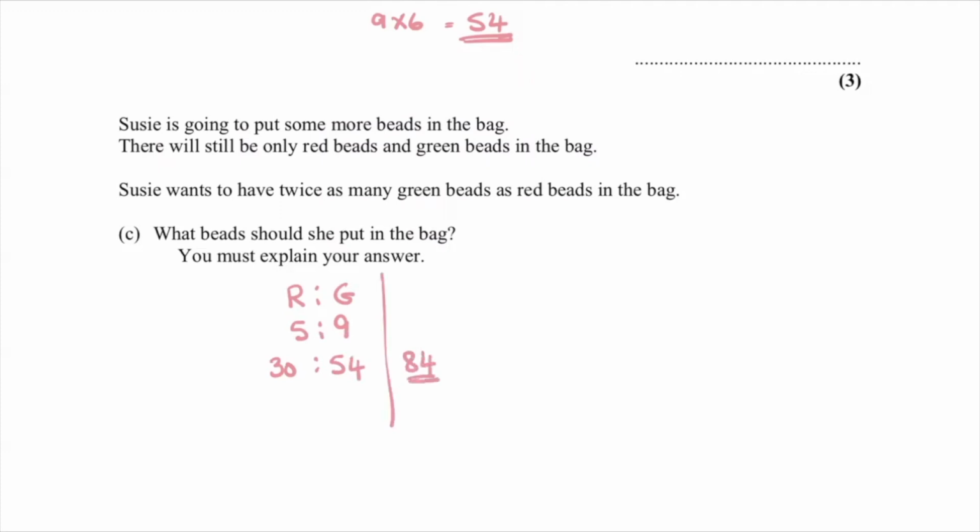Now, at this stage, she is adding more so that she has twice as many green. So if we look at the red, there's 30. For there to be twice as many, we need 60. And to get from 54 to 60, we would need to add 6 more green.